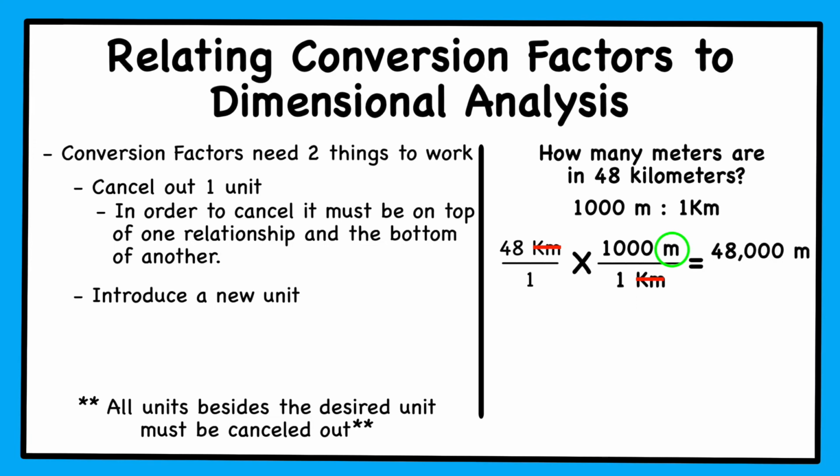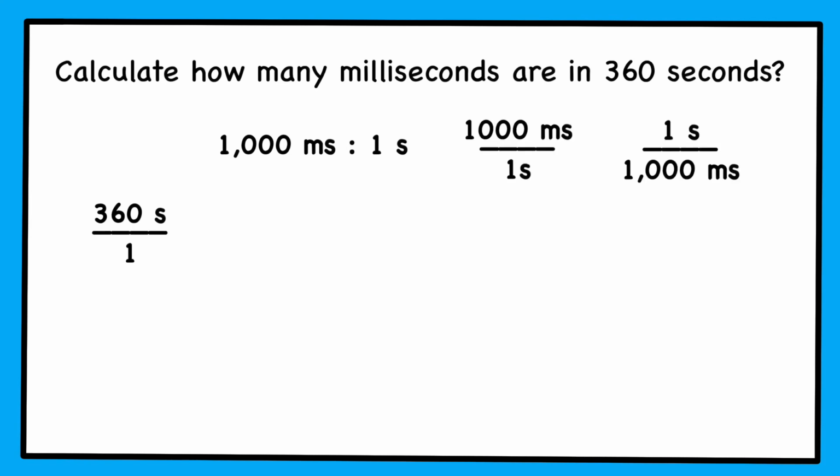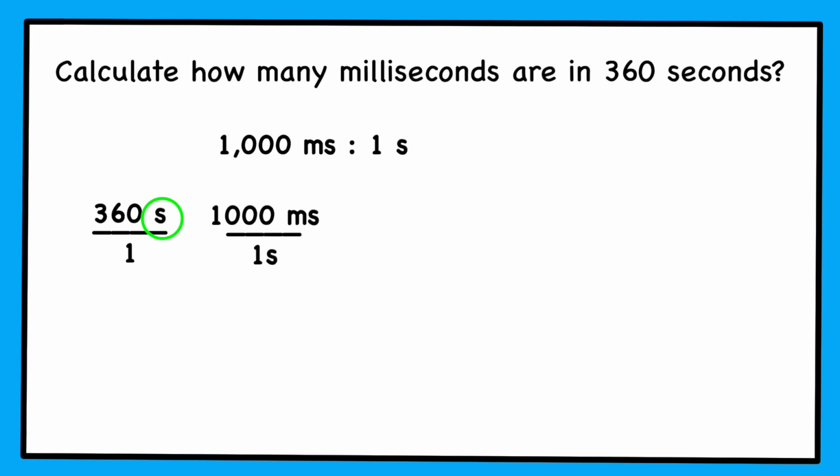Okay, let's work a couple practice problems. Calculate how many milliseconds are in 360 seconds. First, I will put my known over 1, so 360 over 1. Then I'll multiply by my relationship of milliseconds to seconds. There are 1,000 milliseconds in 1 second. So I would either use 1,000 milliseconds over 1 second or 1 second over 1,000 milliseconds. Because I have seconds on top of my given, I will use the relationship of 1,000 milliseconds over 1 second. This would result in my seconds canceling out, leaving me with just my desired milliseconds. Now multiply and divide and get 360,000 milliseconds.